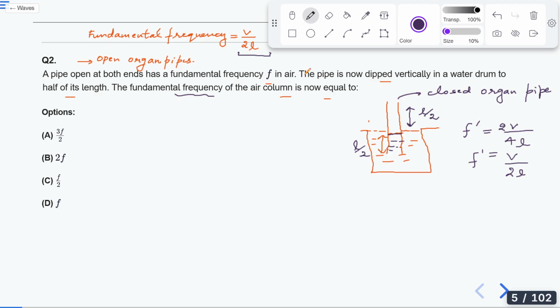What are others doing? Sleeping? Okay, D option.